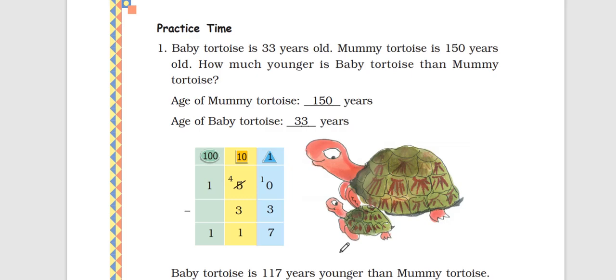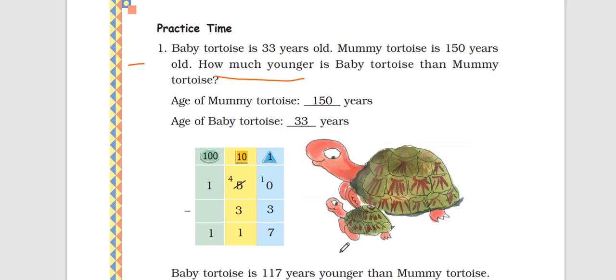Next. Baby tortoise is 33 years old. Mummy tortoise is 150 years old. How much younger is baby tortoise than mommy tortoise?